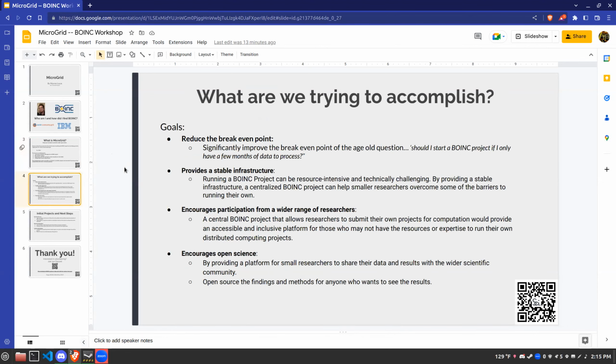So what is it exactly we're trying to accomplish? Simply put, what is the mantra? And the answer is reduce the break-even point, right? So we're trying to significantly improve the age-old question of, should I build a BOINC project if I only have some small amount of data to process? Usually the answer goes back and forth, and eventually the person answers no, because unless they want a hobby project, I can spend $200, $300 on a mega server in AWS, process it, get most of the way there, and it would cost me a decent chunk of money, but I'm not 6 months down the road and possibly on my way to getting the data.